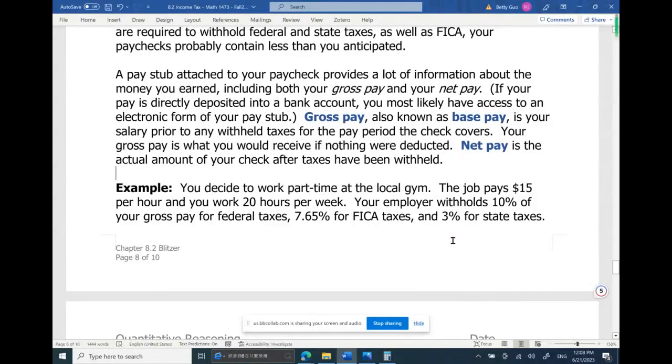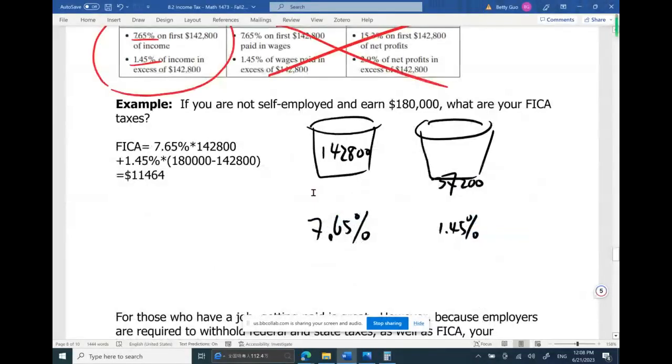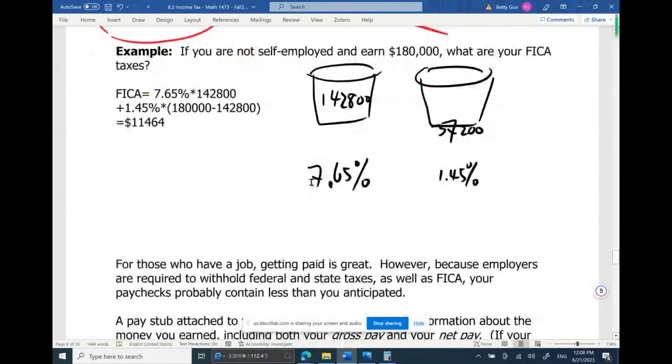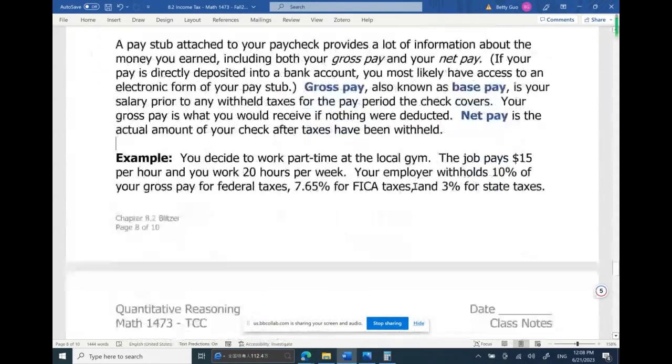Gross pay, also known as base pay, is your salary prior to any withheld taxes for the pay period the check covers. Your gross pay is what you would receive if nothing were deducted. Net pay is the actual amount of your check after taxes have been withheld. When you're looking for a job and they say your annual salary is this much, that is your gross pay. Your net pay is going to be a lot less than that after federal income tax, after FICA, after state income tax. You should consider that.